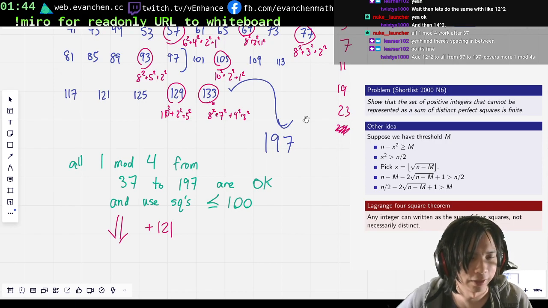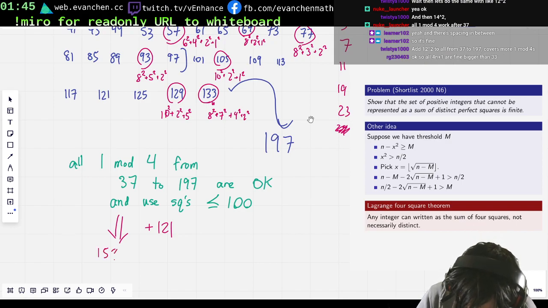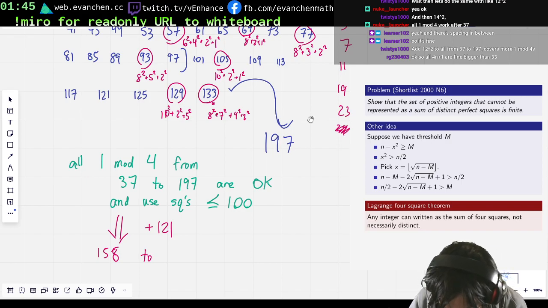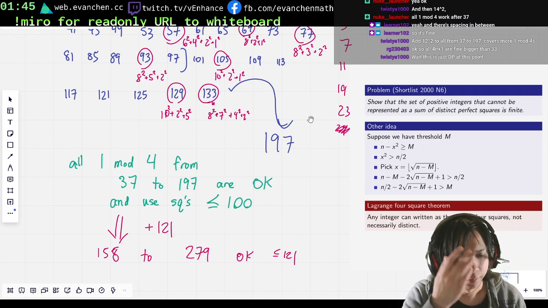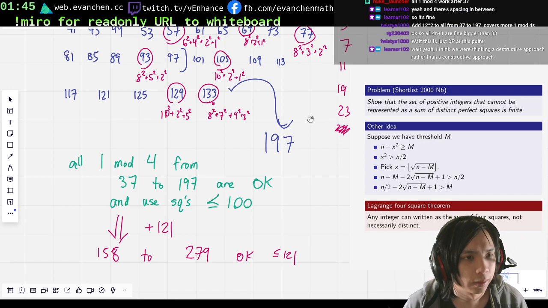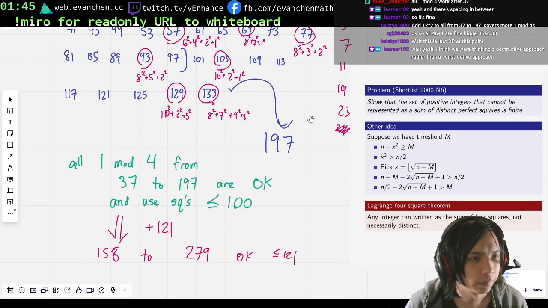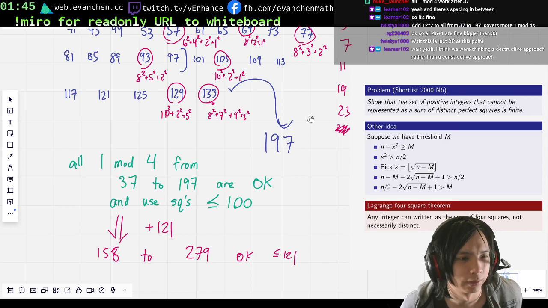Like you have a set and then add 121. So everything from 158 to 279. Okay, and uses at most 121. Yeah, and so you just keep pushing like this. So that will give us every 1 mod 4 number. Yeah, so this is correct. It's like a constructive approach is better than a destructive one.